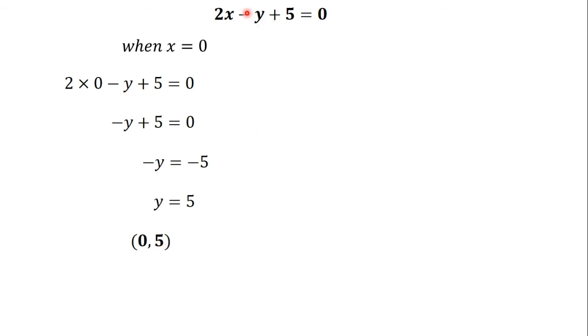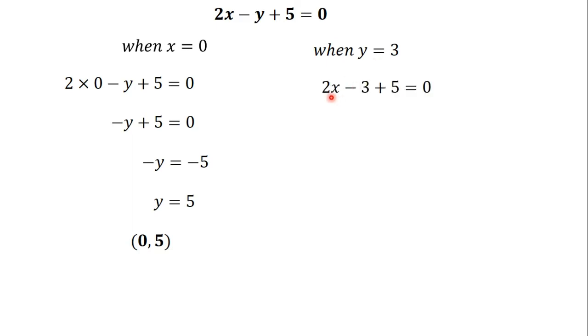We will need another point that falls on this line. So we will make another assumption. This time I'm going to assume when y is equal to 3. Now when y is equal to 3, what will be the x coordinate? So I will substitute y is equal to 3 into the equation to get the value for x.